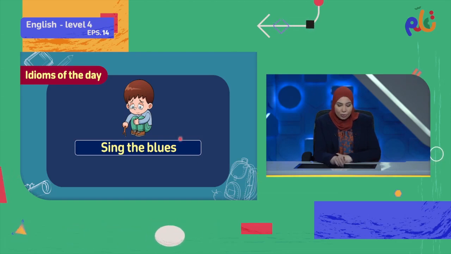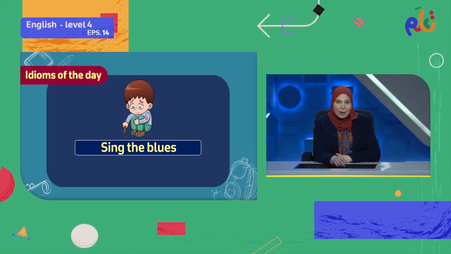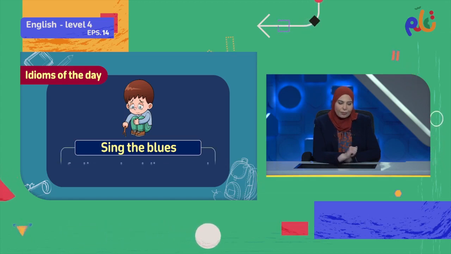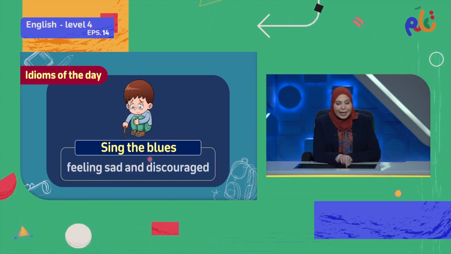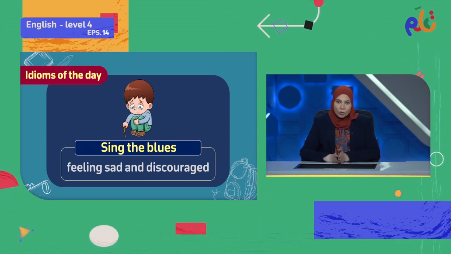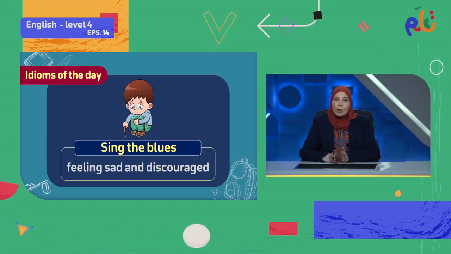So sing the blues. So this is somebody who is singing, but if you can see the picture, can you guess what it means from his picture? Feeling sad and discouraged. So sing the blues, we use it when somebody feels sad or when he feels disappointed because of a situation.